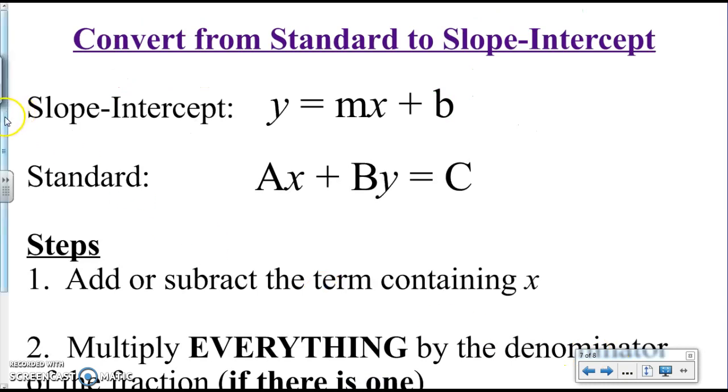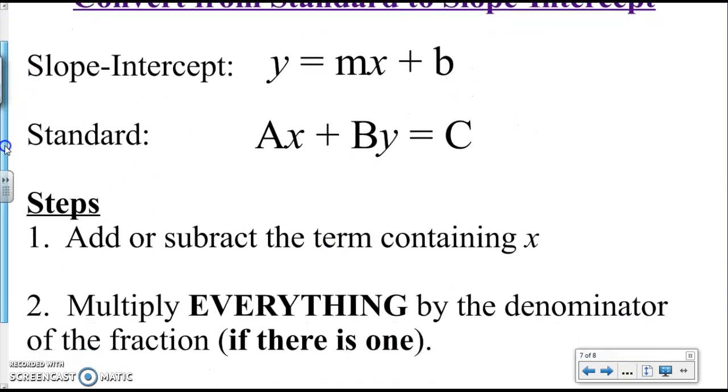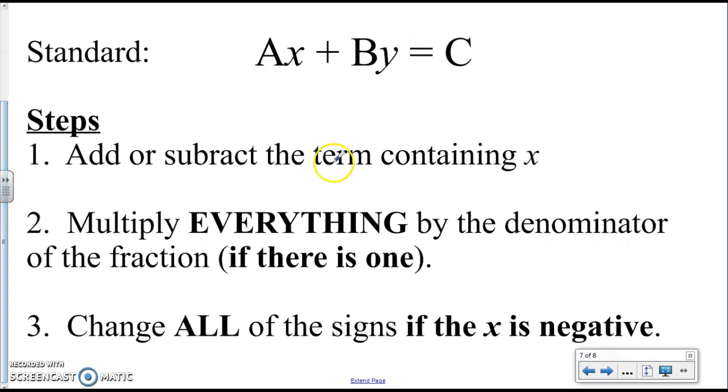Okay, the last type we're going to convert is going the opposite direction of what we just did. We're going to change from slope intercept to standard form. So we're going to add or subtract the term containing x. We're going to multiply everything by the denominator of the fraction, if there is one. If there's not, we can skip that step. And then change all of the signs if the x is negative. If the x is already positive, we don't have to worry about that.